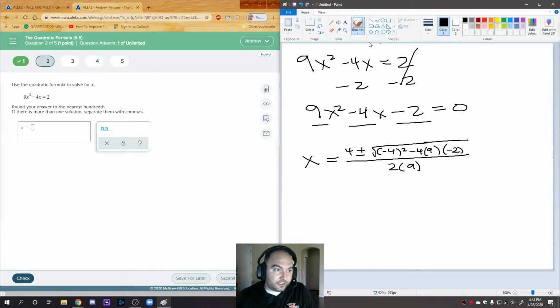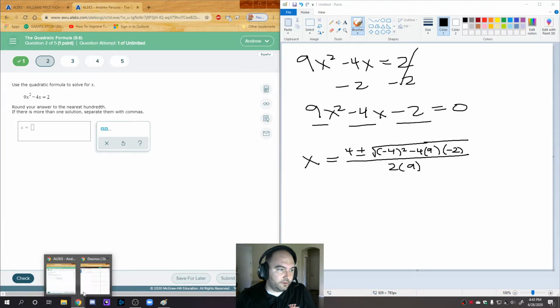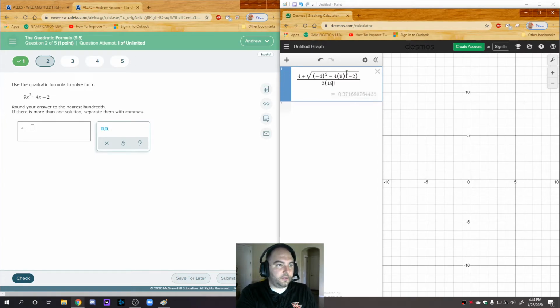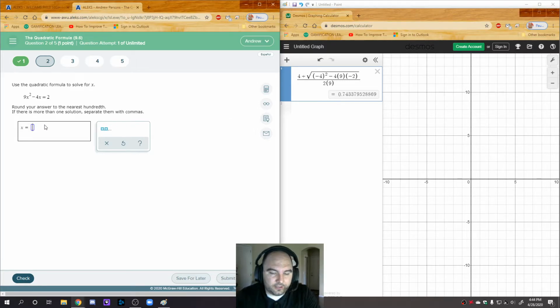If you just put this and then take it over to Desmos, and you type that into Desmos. So on Desmos, I'm going to type 4 plus the square root of negative 4 squared minus 4 times 9 times negative 2, all over 2 times 18. Sorry, I'm thinking of what it'll equal, 2 times 9, which is 18. All right, there you go. See, I didn't even simplify it myself. I'm letting Desmos do it all for me, and that is one of the answers, 0.74.